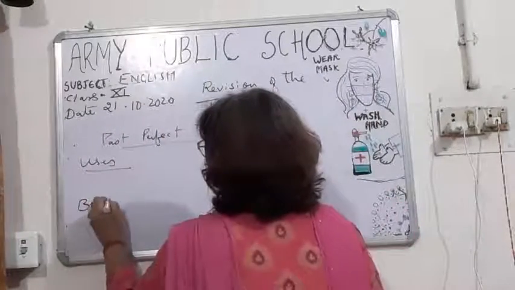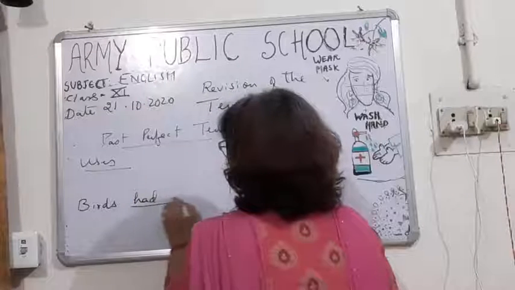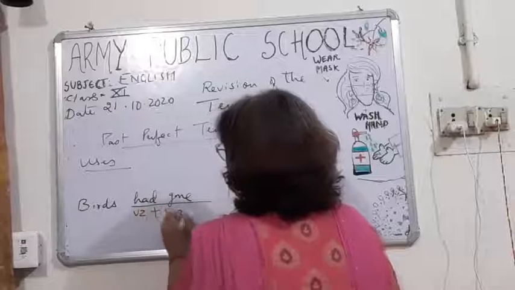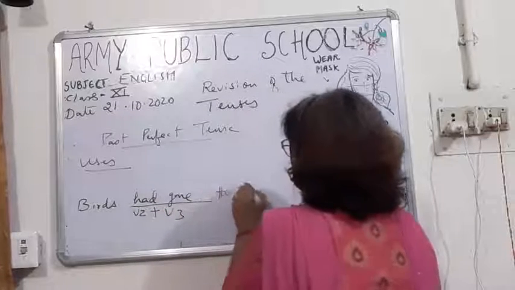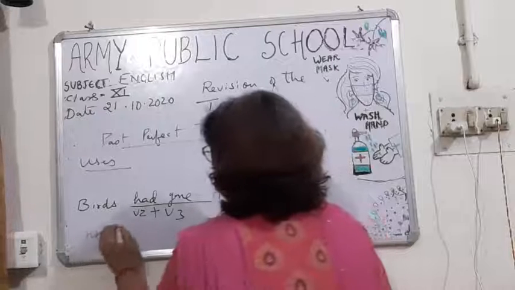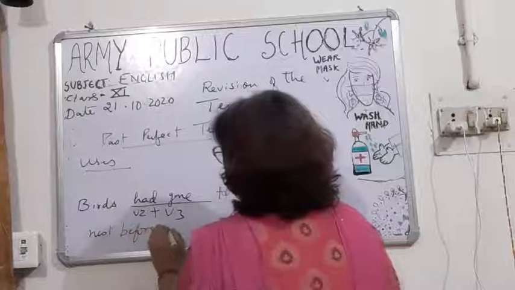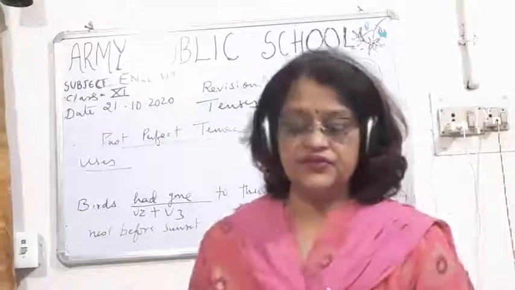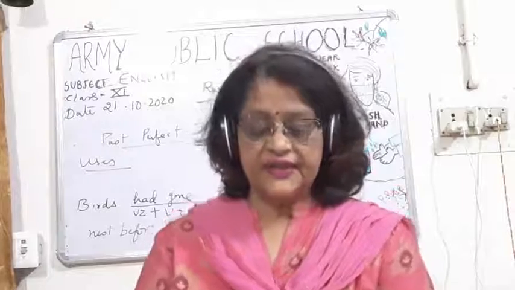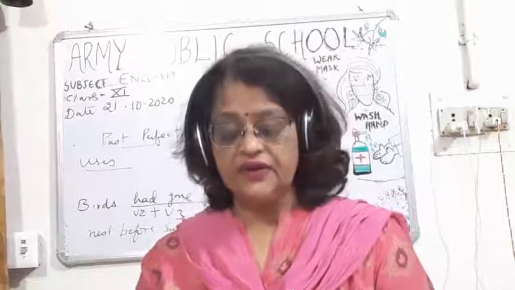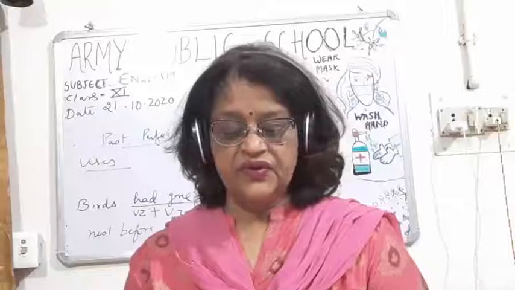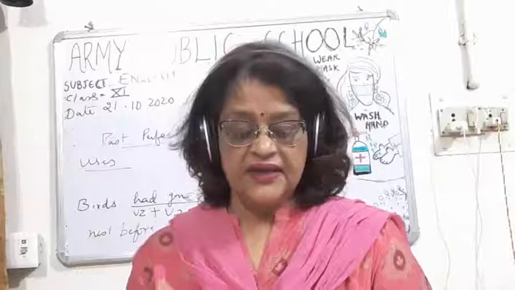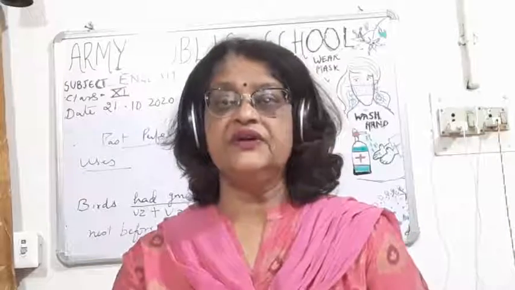Birds had gone. You can see this is V2, had, plus this is V3, gone: had gone to their nest before sunset. So children, the first use is to express an action completed before a certain point of time in the past. What is the point of time? The certain point of time is here, before sunset: birds had gone to their nest before sunset.